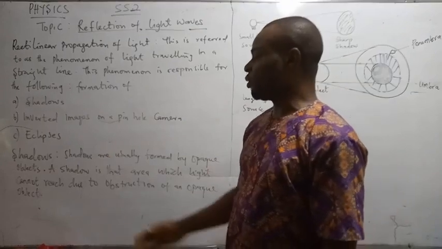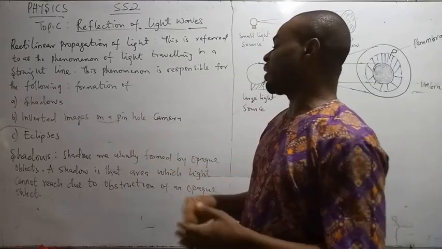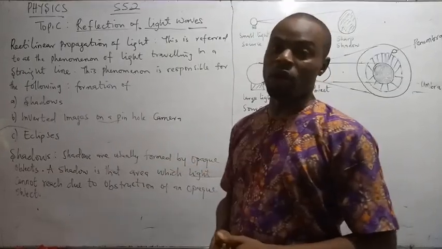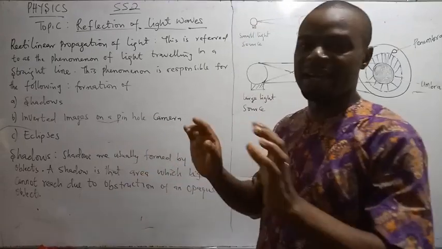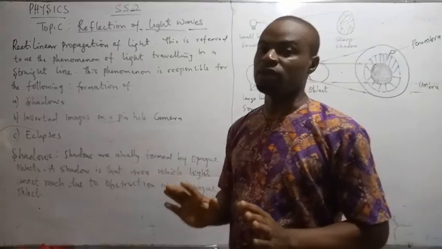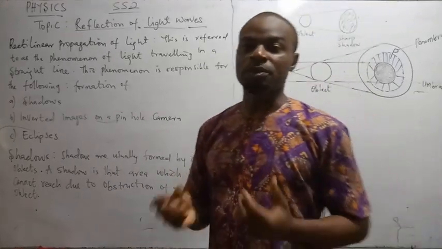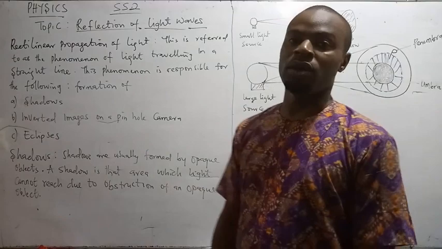From the definition of shadow, we say that normally shadows are usually formed by opaque objects. By definition, a shadow is that area which light cannot reach due to what? Obstruction of what? An opaque object.